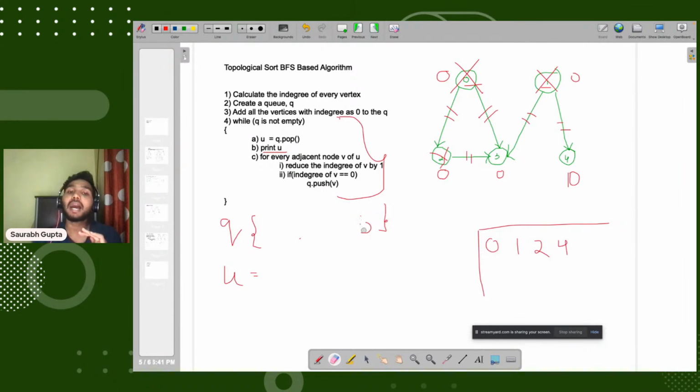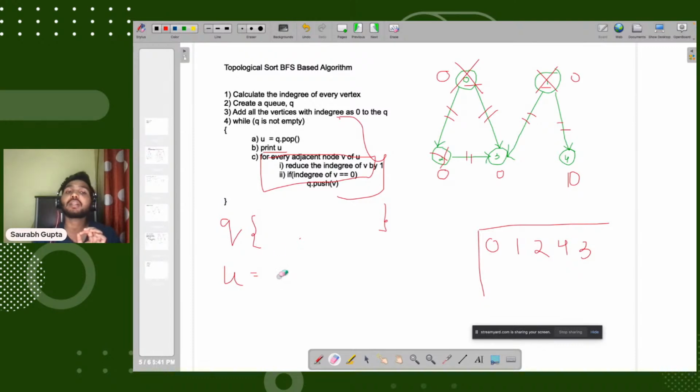Now I will pop the next element inside the queue, which is 3. 3 will be popped out and 3 will be printed. Now I'll check, are there any adjacent vertices of 3? No, there are no adjacent vertices of 3. So this particular loop will not run for 3 and I don't need to do anything here. So 3 will be printed and removed from the queue.